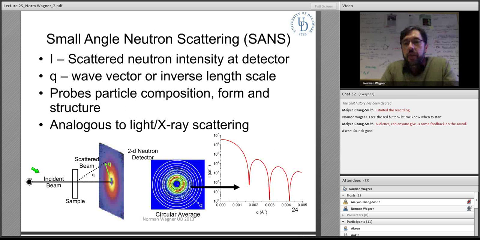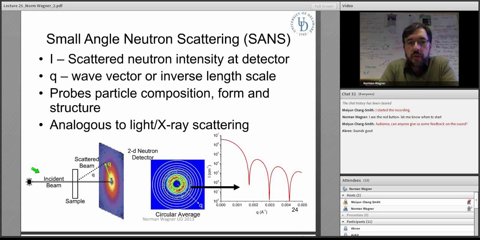Okay, I have just a few summary slides on neutron scattering. So if you wanted to check your email on your iPhone or something like that, now's a good time because you should know this. But it's important that we recognize what it is we're trying to measure with Rheo-SANS.